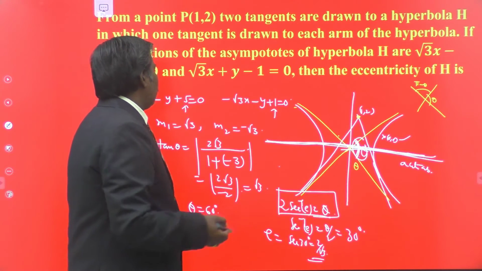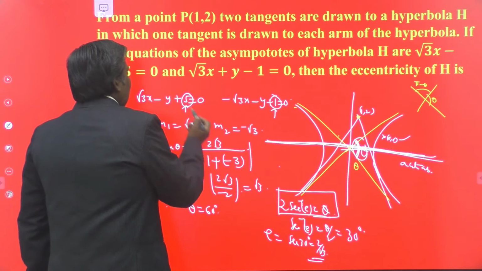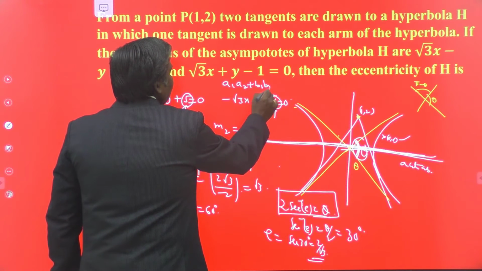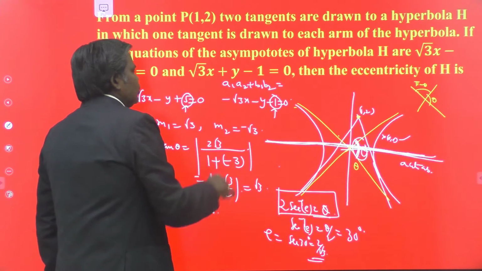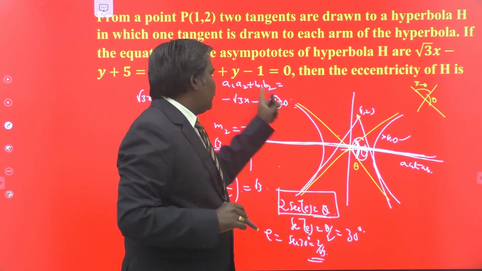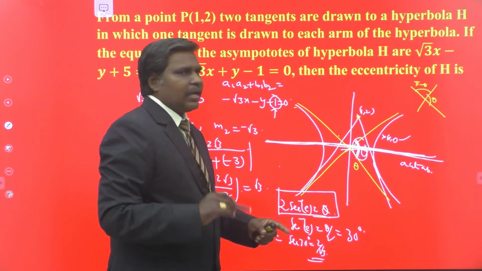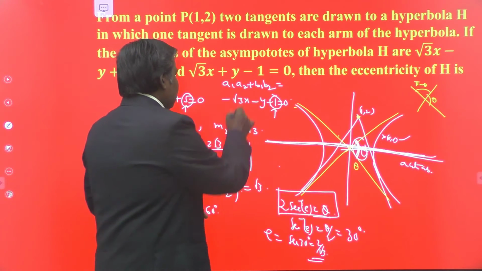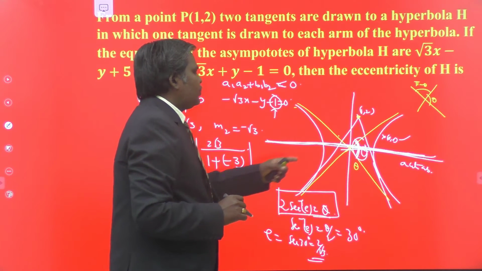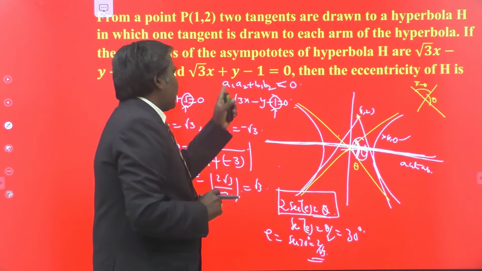For that, you make the constants positive first of all, and then you check the value a1 a2 plus b1 b2. If it is positive, it is the obtuse angular bisector. If it is negative, that is the acute angular bisector. That means the corresponding angle is acute. So in this problem, a1 a2 plus b1 b2 is less than 0. Therefore this is the angle which is related to the acute angular bisector.